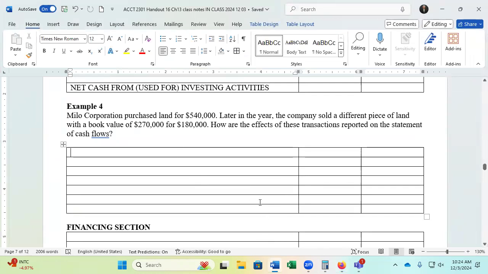So example 4. Milo Corporation purchased land for $540,000. Later in the year, the company sold a different piece of land with a book value of $270,000 for $180,000. How are the effects of these transactions reported on the statement of cash flows? Okay, so in the operating, you would add back the loss on sale of land.